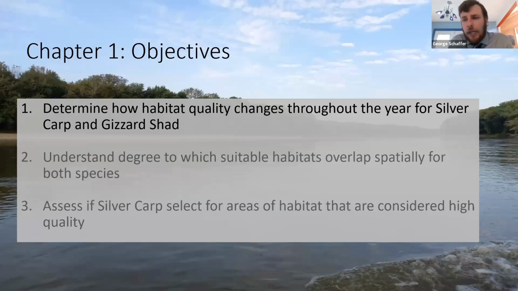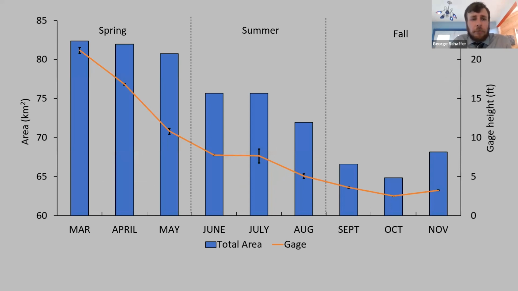So now moving into our results for our first objective, determining how habitat quality changes throughout the year for silver carp and gizzard shad. Firstly, I want to open up with the amount of area that was available to the organisms to use throughout the year. On the left y-axis, we have area in kilometers squared, and on the right y-axis, we have gauge height in feet. Total area is represented by the blue bars, and gauge height is represented by the orange line, with the error bars being standard error.